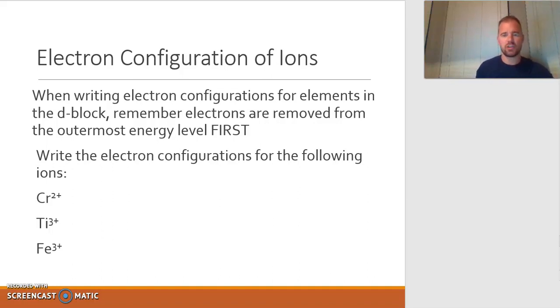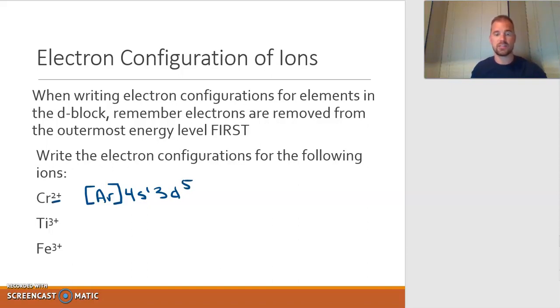So let's write the electron configurations for the following ions. This is what I recommend doing. First, write the configuration for the neutral atom, then deal with the charge. So forget the chromium 2 plus part, just let's write the configuration for chromium. If you remember, chromium is actually an exception. It's going to reference argon, and then it's going to be 4s1, 3d5. So that's the electron configuration for just chromium.